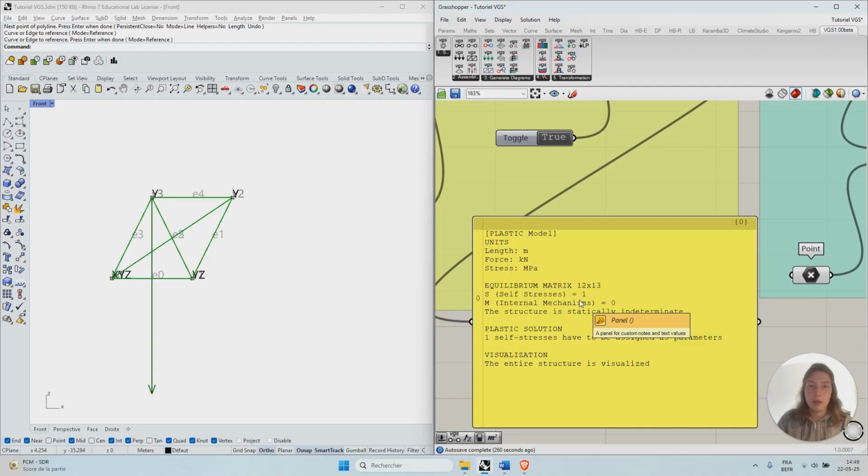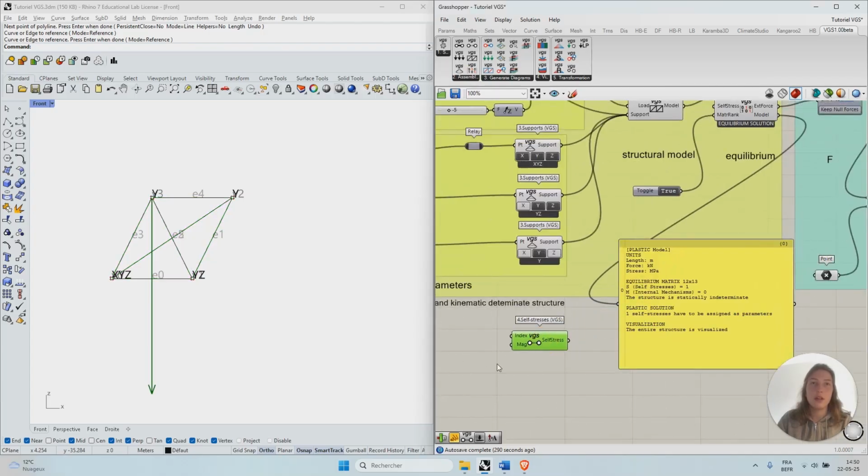What does that mean? It means that when VGS tries to solve the equilibrium, the system is overdetermined. So there are more bars than necessary for stability. We need to impose a force on one of the bars to eliminate one unknown and return to an isostatic case that VGS can solve. Thanks to the self-stress, I will once again have as many equations as unknowns. So I add the self-stress. You go in this panel and choose self-stress.